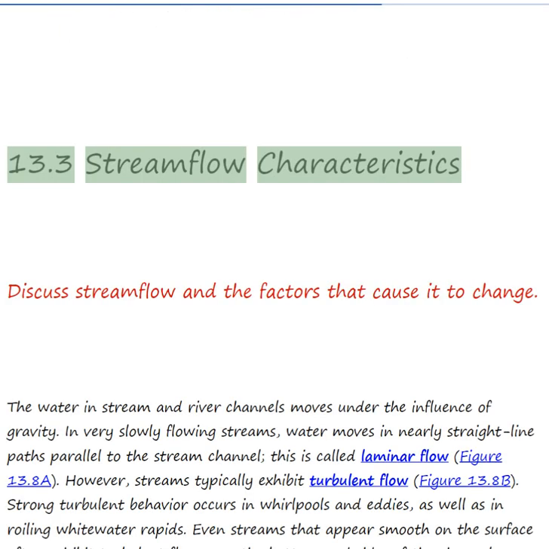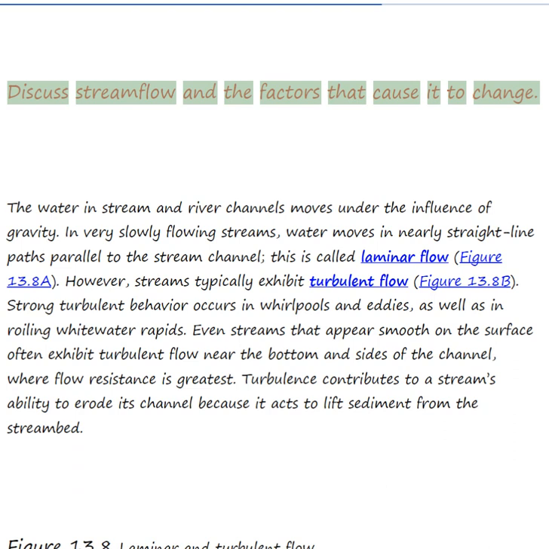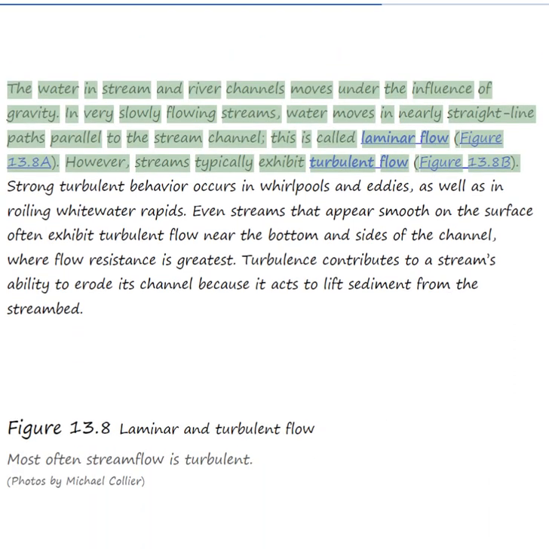13.3 Streamflow characteristics. Discuss streamflow and the factors that cause it to change. The water in stream and river channels moves under the influence of gravity. In very slowly flowing streams, water moves in nearly straight-line paths parallel to the stream channel. This is called laminar flow.